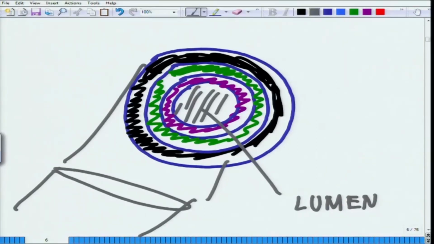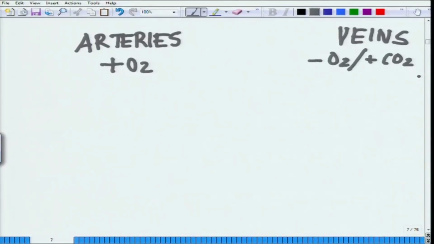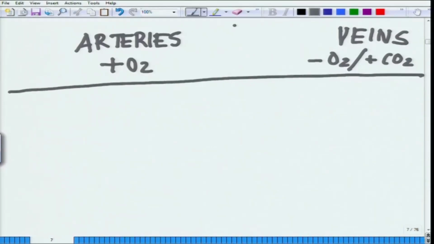Okay. Based on that, we will be talking about the classification of arteries and veins. Arteries are the ones carrying oxygenated blood, and veins are the ones carrying deoxygenated blood, rich in CO2. This is the very basic fundamental functional difference between the two. Apart from it, there are some structural variations.